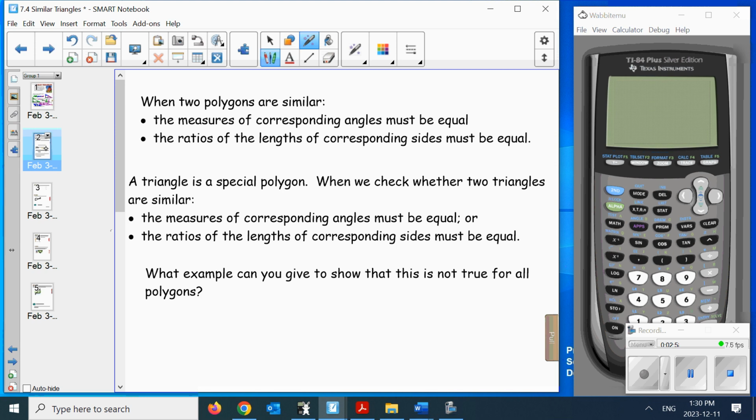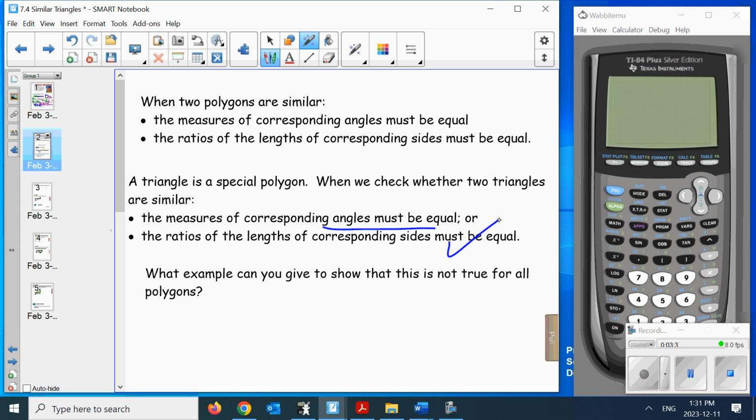If I tell you some polygons are similar, the angles are equal and the ratio of the lengths of corresponding sides are equal. But a triangle is a special polygon. When we check whether 2 triangles are similar, the measures of the angles must be equal, or, this is where the or comes in, the ratios of the lengths of corresponding sides must be equal. It doesn't work for any of the other polygons, just 3 sides. If you know that the angles are equal, then you're guaranteed that the sides are proportional.